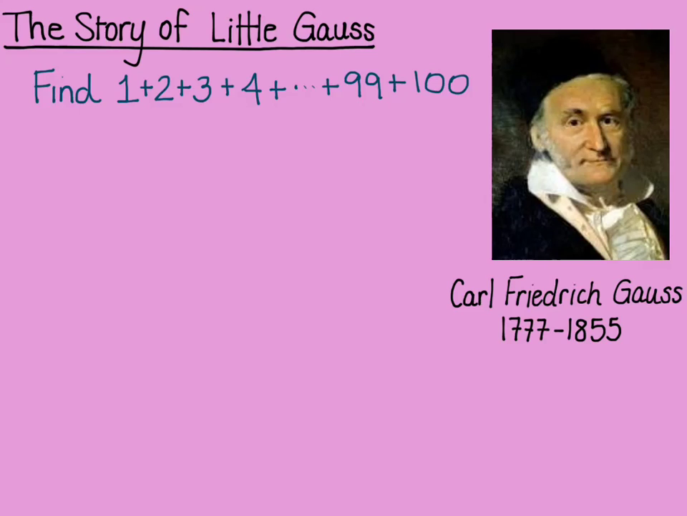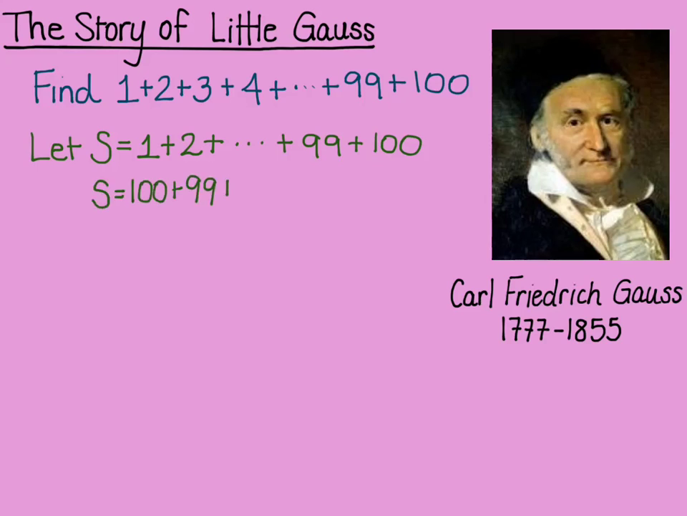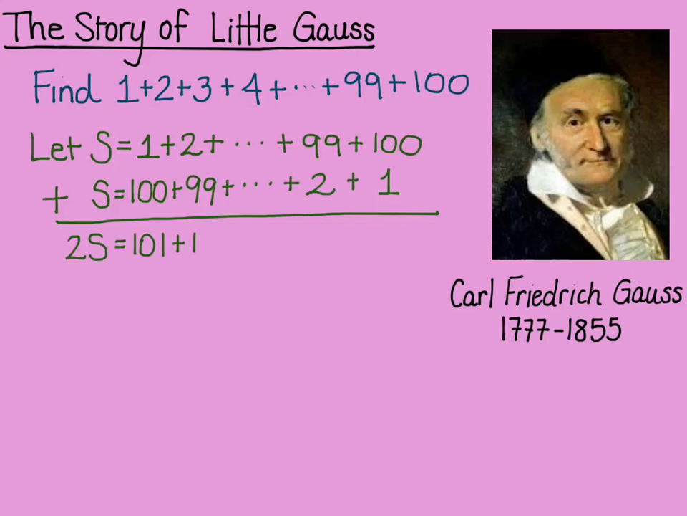Well, Gauss was very clever. Gauss said, let's let s be the sum of all the whole numbers from 1 to 100. And he noticed that it didn't matter if he wrote it backward or forward. s was still going to be the same value. He then noticed that if he added these two strings of numbers up column by column, he would get 2s equals, and then each column ends up being 101.